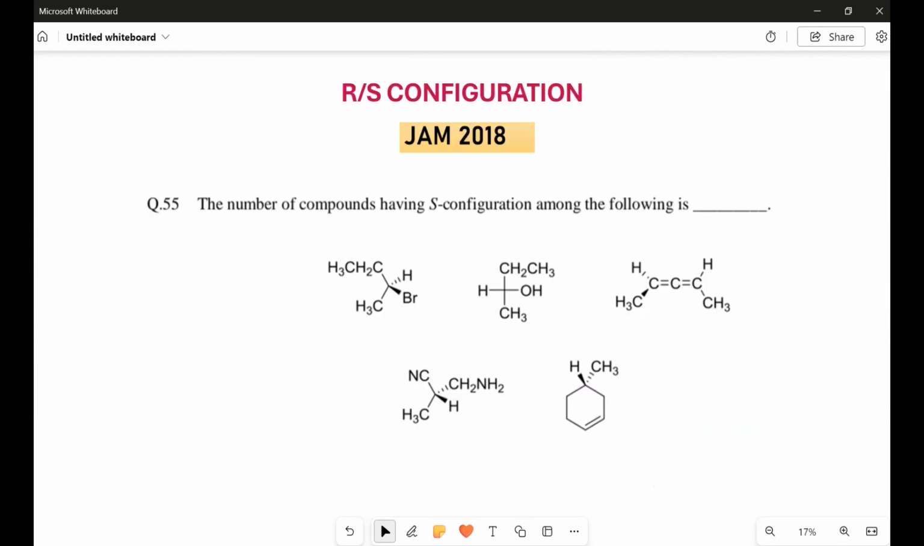So the answer is option C. The next question is a JAM 2018 question. They've asked for the number of compounds which have S configuration. They've given five options, and here you have to write numerals: one, two, three, four, five.